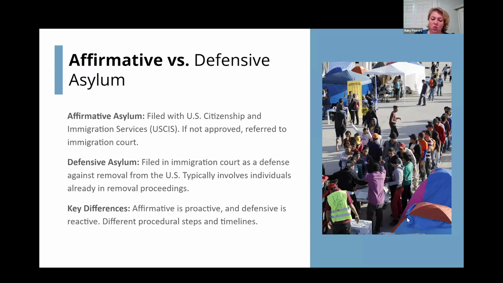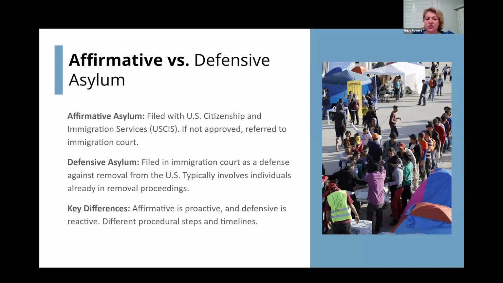So affirmative is more proactive, and that is where you're going to be applying. Then if you are not approved, it would be referred to immigration court. Defensive is when basically you're at your last level and you're before the judge. But if you don't win in immigration court, you can appeal if you appeal timely. And that 1-800 number, just so that you know about it, is 1-800-898-7180.